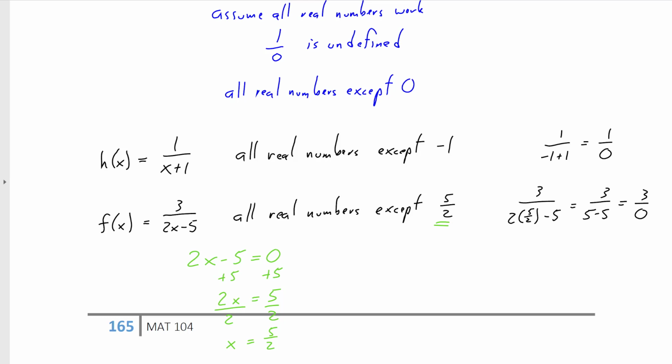Also, briefly notice here that what's going on in the numerator doesn't affect anything. We don't really care what's happening in the numerator, only the denominator. And we just want to make sure that our domain never lets the denominator be 0.